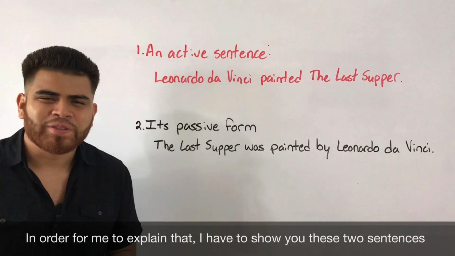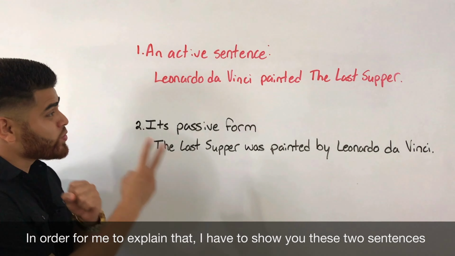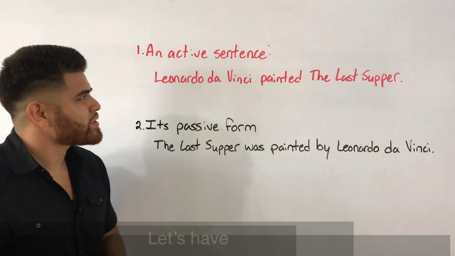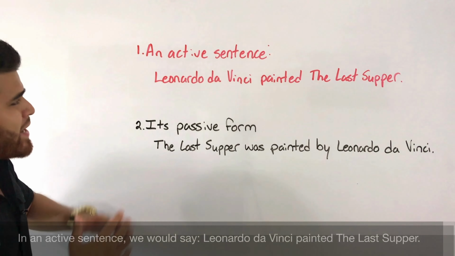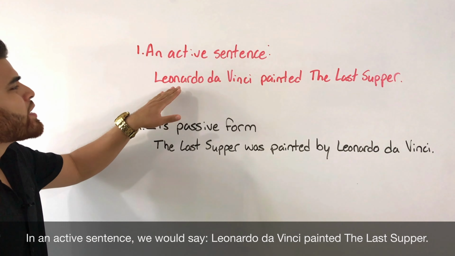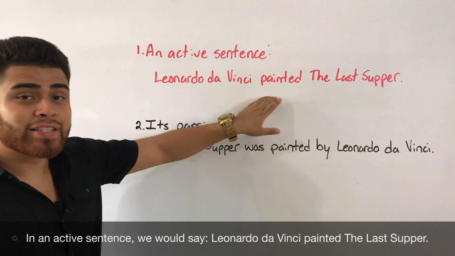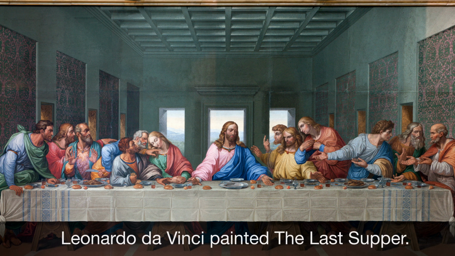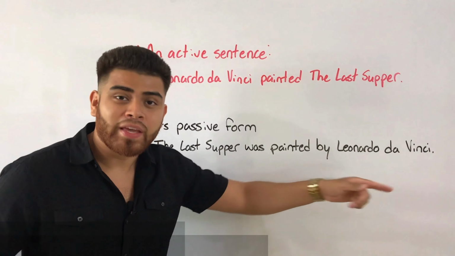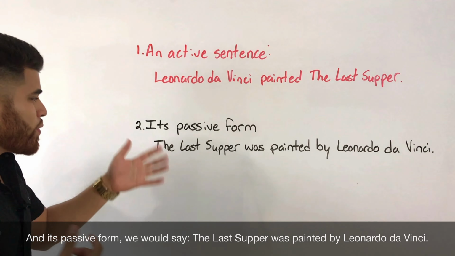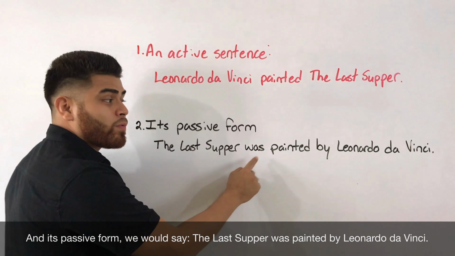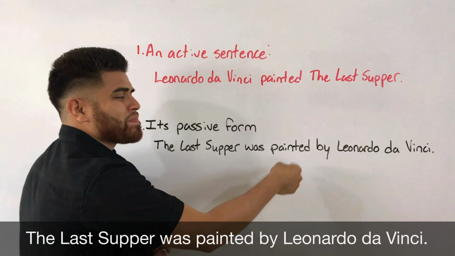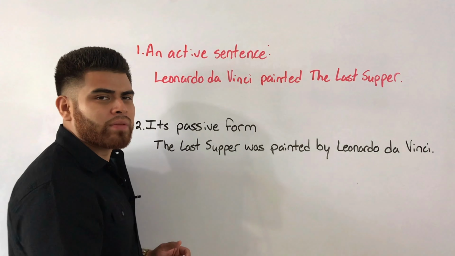In order for me to explain that, I have to show you these two sentences that look similar but have a small difference. Let's have a look. In an active sentence, we would say, Leonardo da Vinci painted the Last Supper. In its passive form, we would say, the Last Supper was painted by Leonardo da Vinci.